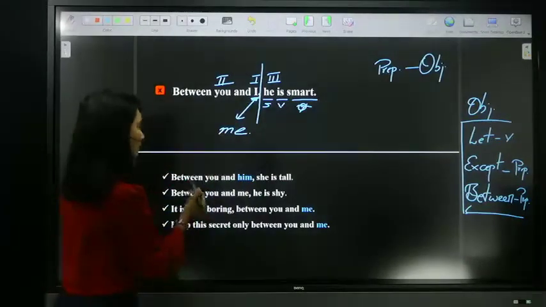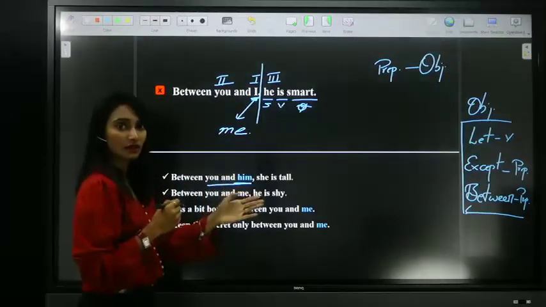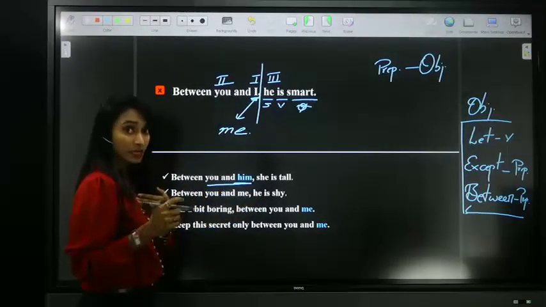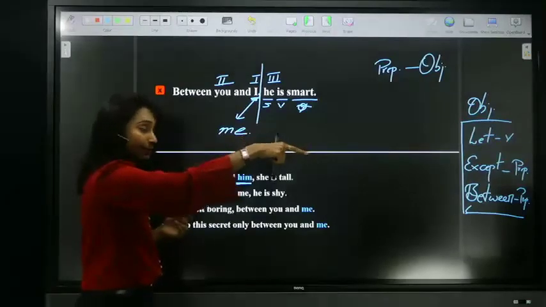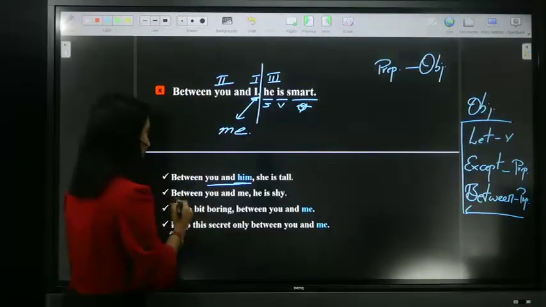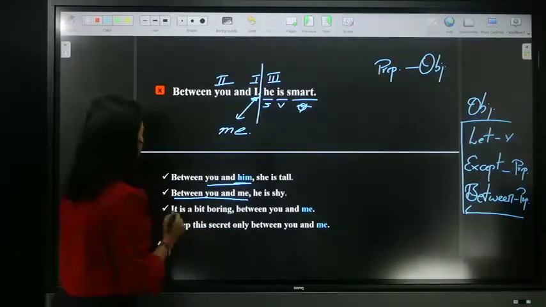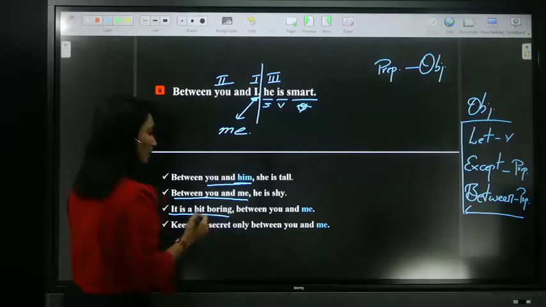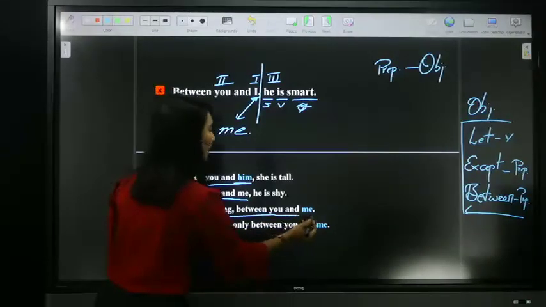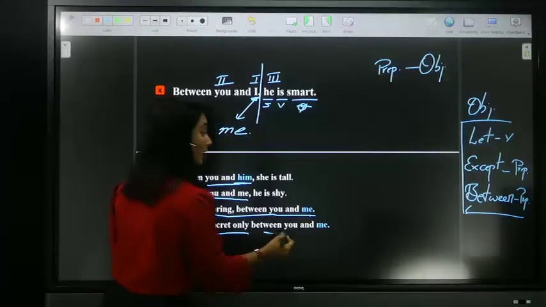Look at this. Between you and him, she's tall. I'm not talking about me. Between you and him, she is tall. I'm bringing another person. Between you and me, he is shy. It is a bit boring between you and me. Keep this secret only between you and me.